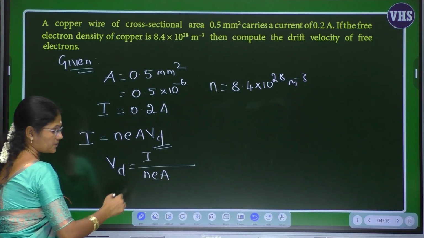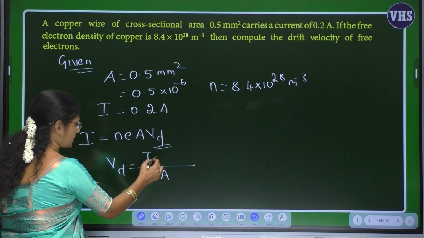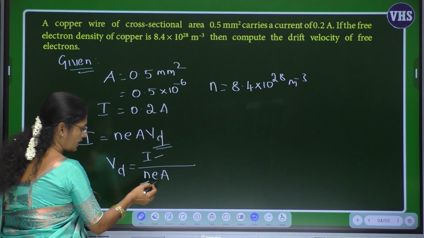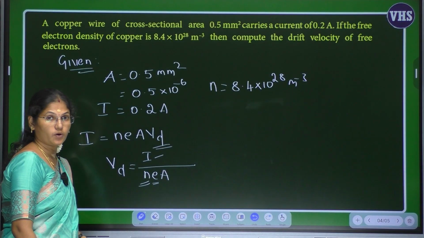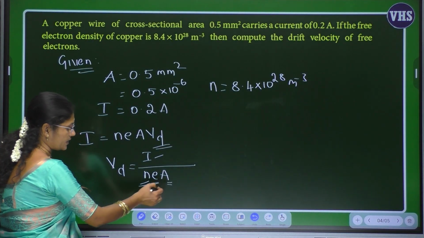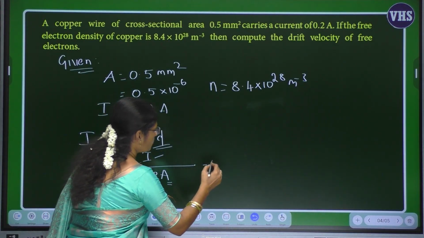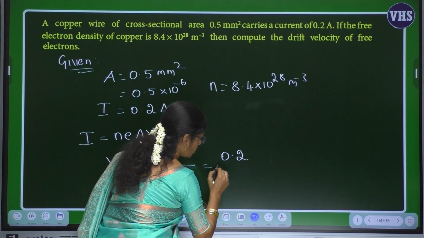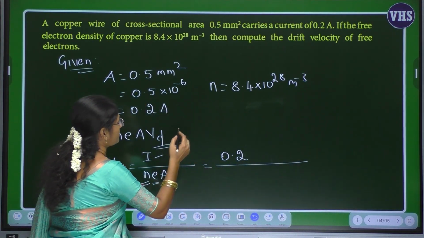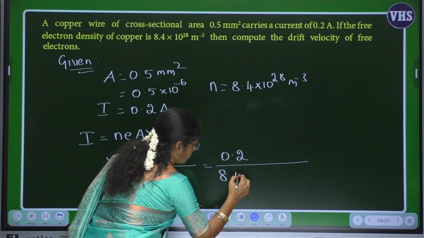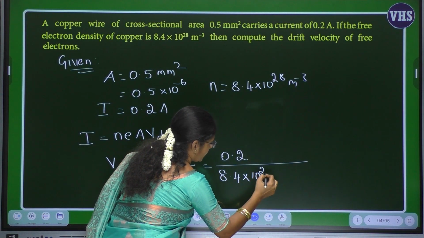Since these are multiplied, when this term comes to the other side it becomes divide. So we have all the values: the value of I, the value of n, the constant value of the electron charge 1.6 into 10 to the power of minus 19, and then the value of A. So now we can simplify. Okay, what is the current value? 0.2 divided by what is n? 8.4 into 10 to the power of 28.